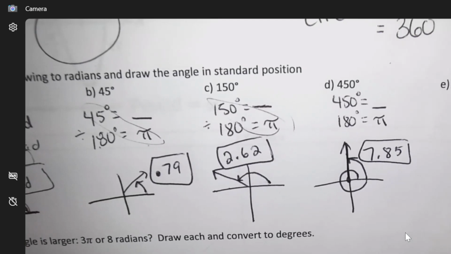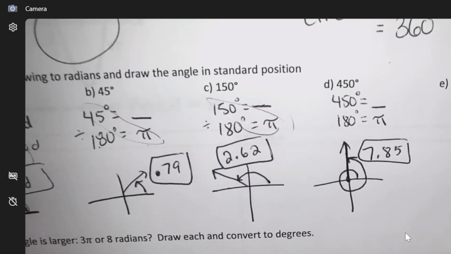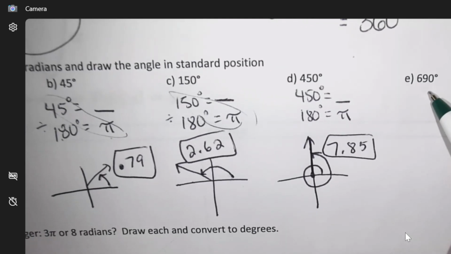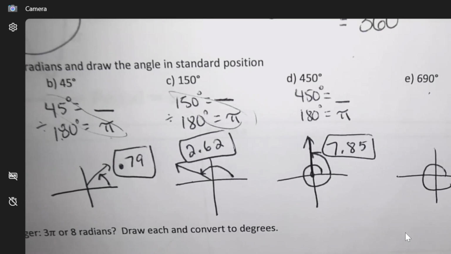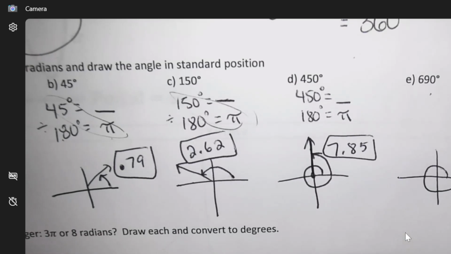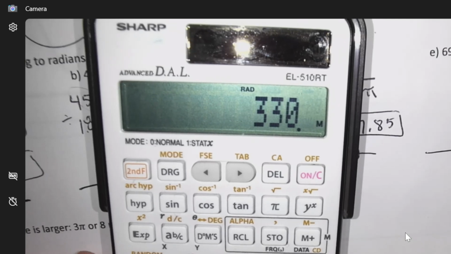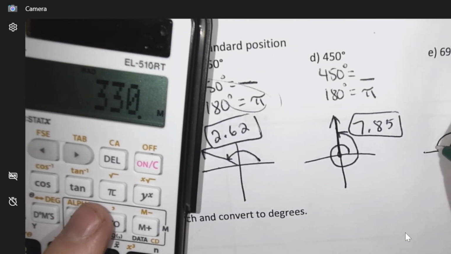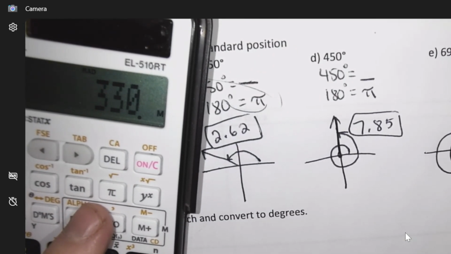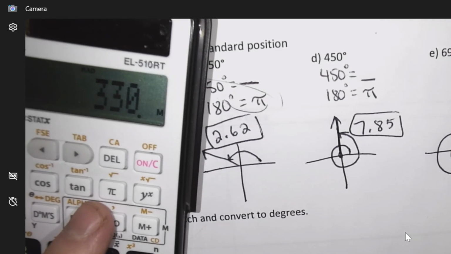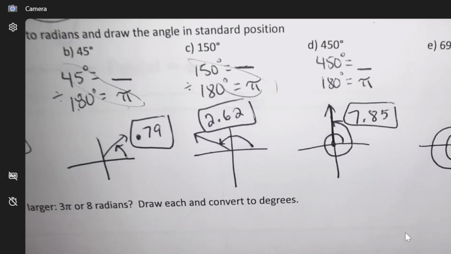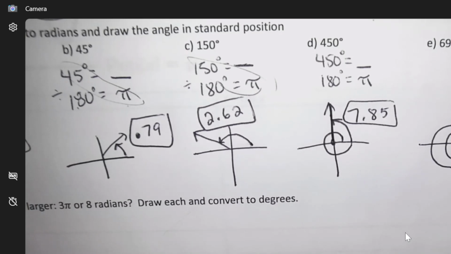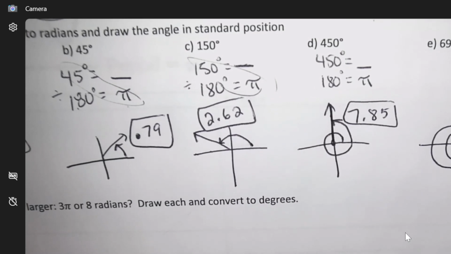Okay, and the last one. Oh, that's past 360, so there's my whole circle. Plus, do you know how much more? 330 more, so I just subtracted that. So I'd have to do the 360 plus 330. I'm showing you I've pivoted a 360 and a 330, landed.